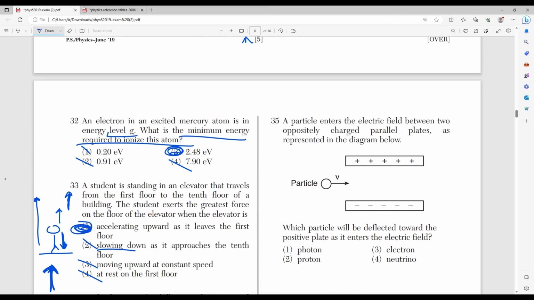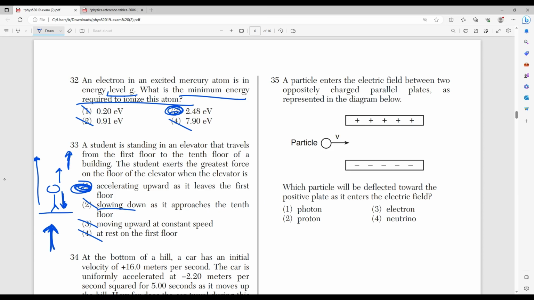Number 35 says a particle enters an electric field between two oppositely charged parallel plates, as represented in the diagram below. Which particle will be deflected towards the positive plate as it enters the electric field? Obviously, the answer to this is going to be an electron, right? Because we're saying deflected towards the positive plate, which means we're moving towards the positive plate. Remember that opposites attract, right? So if you have a positive and a negative, those are opposites. They're going to attract, and you're going to move up to that positive.